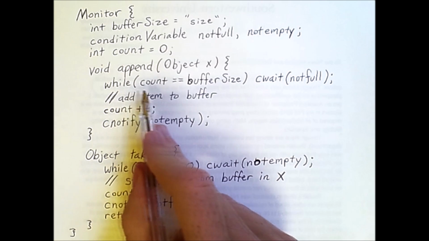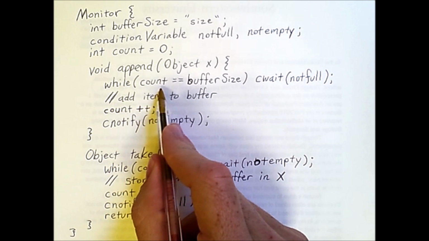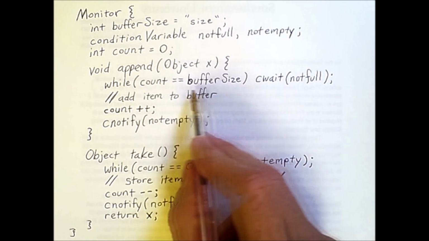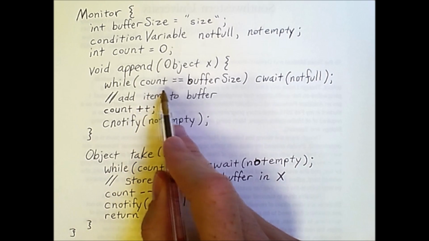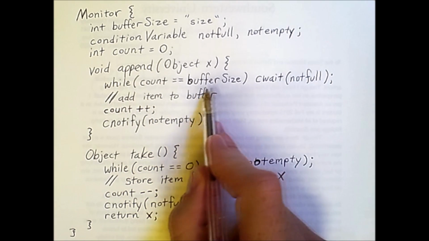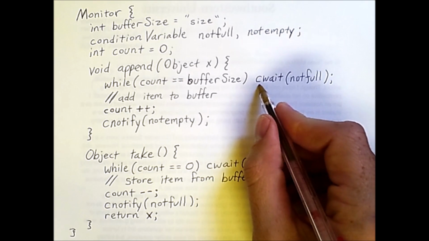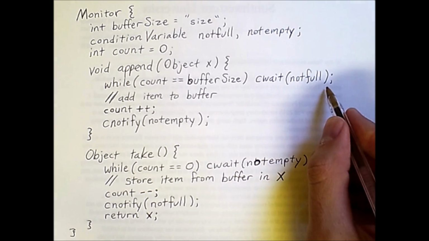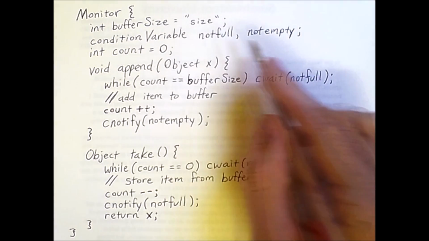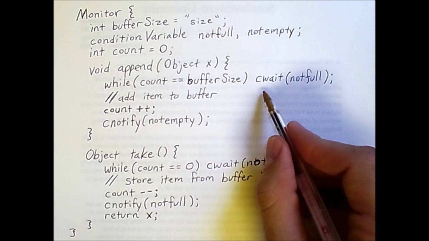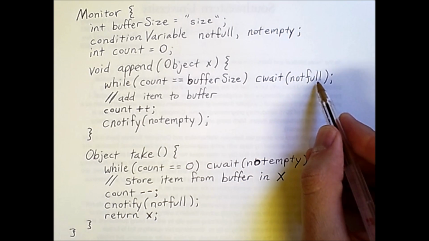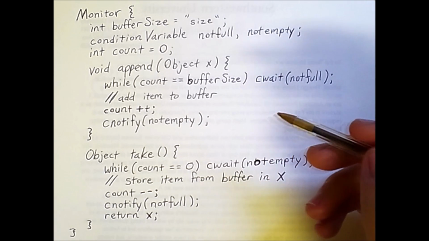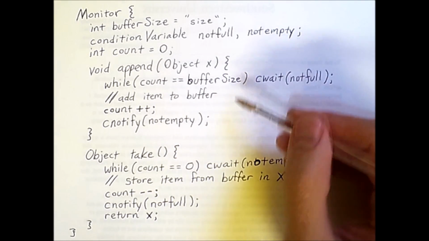And so what we do is we loop as long as the count, the number of objects in the buffer, is equal to the buffer size. In other words, if the buffer is full, then we need to loop, and what do we do in that loop? We wait. So we are waiting for the buffer to not be full. So not full is one of our condition variables, and so we're waiting until the buffer is not full. Now when this code starts, as you'll see in a second, the buffer will of course be empty, so this will be false. We'll skip right through it.